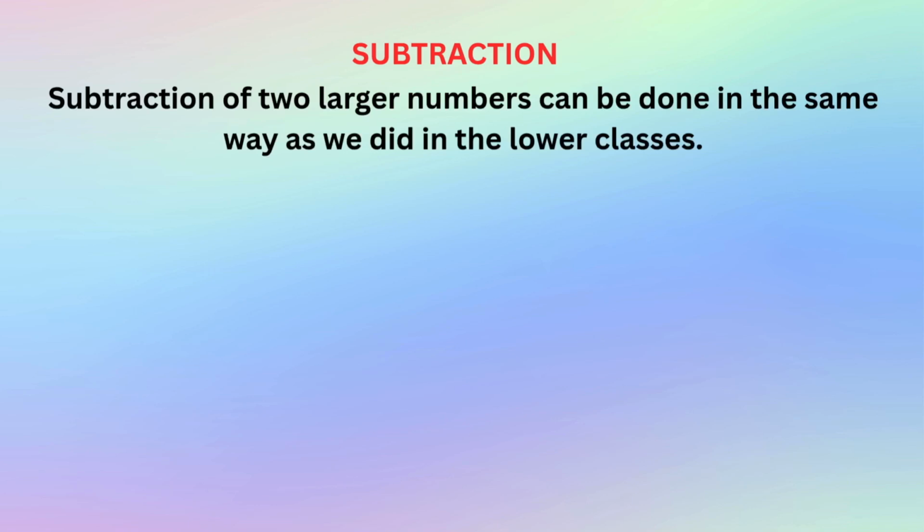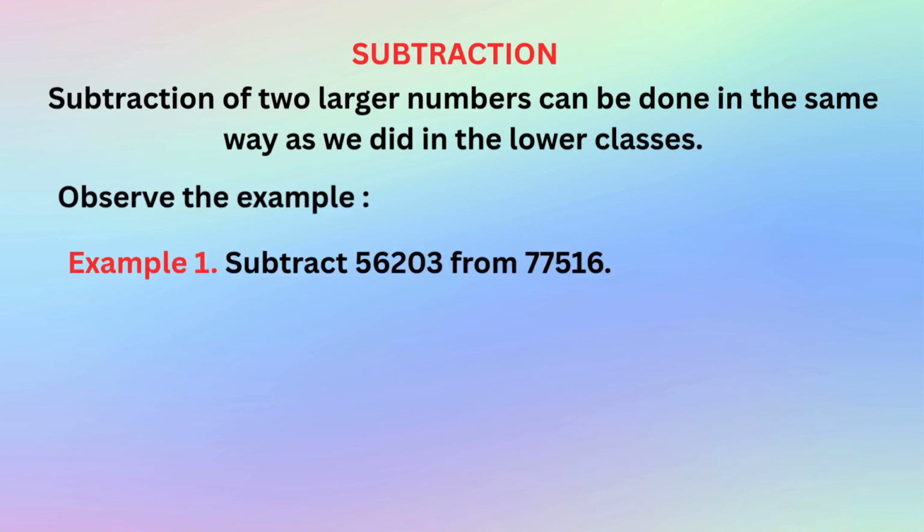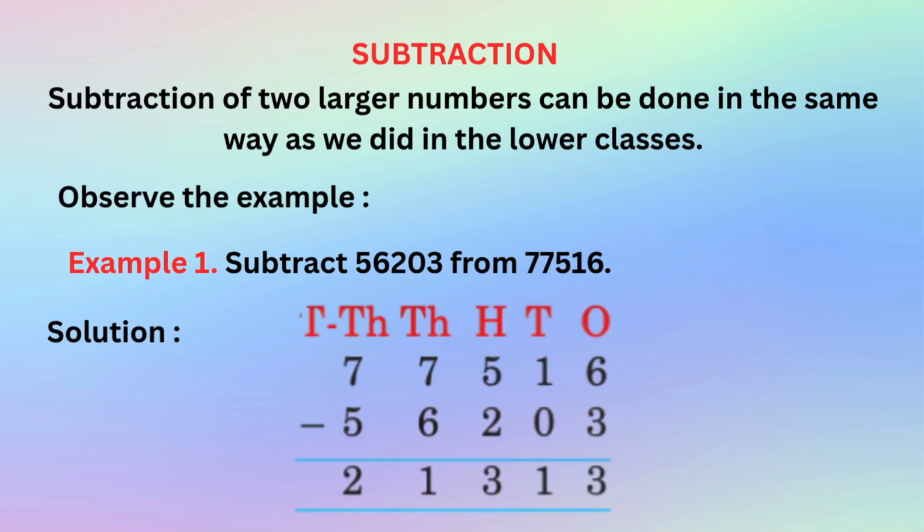Subtraction. Subtraction of two larger numbers can be done in the same way as we did in the lower classes. Observe the example. Example 1. Subtract 56,203 from 77,516. Solution. 77,516 minus 56,203 equals 21,313.